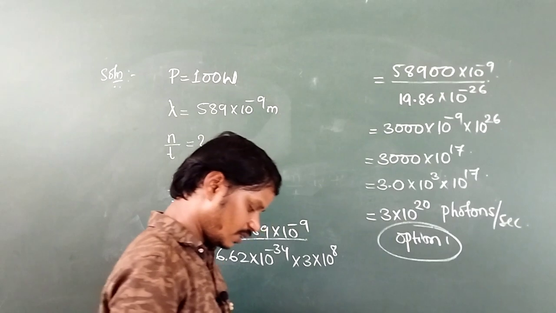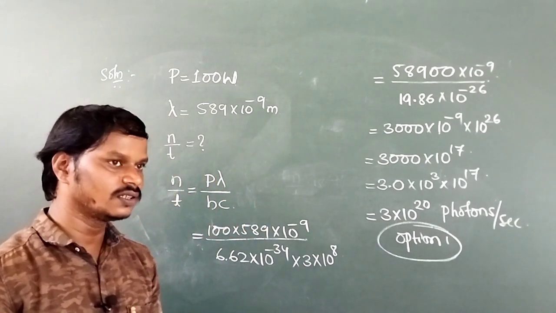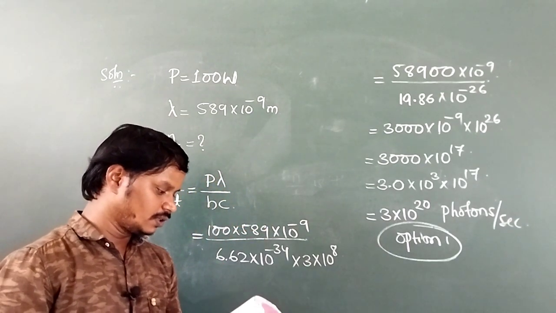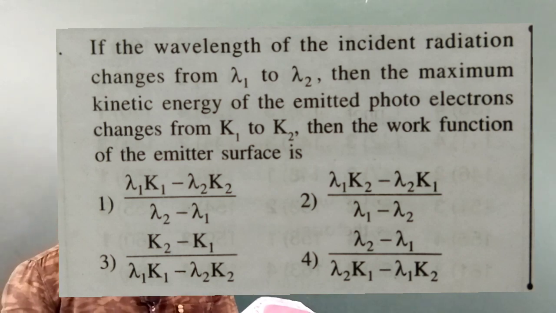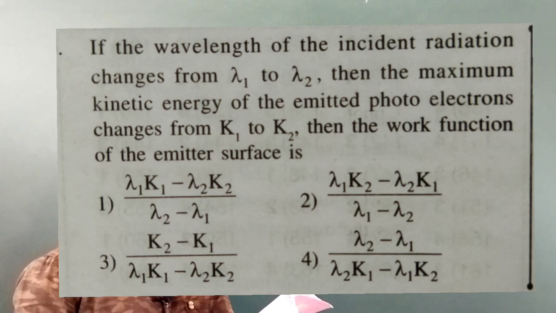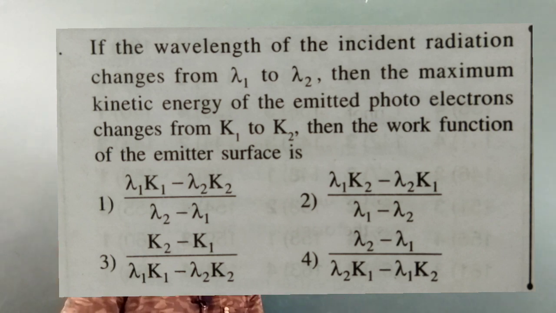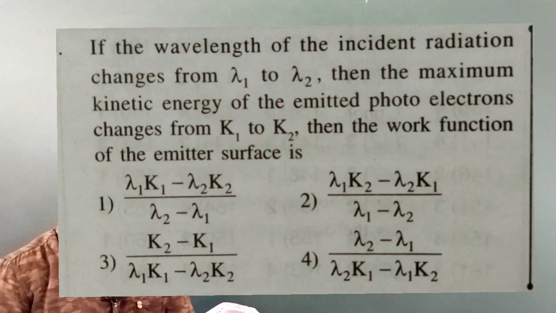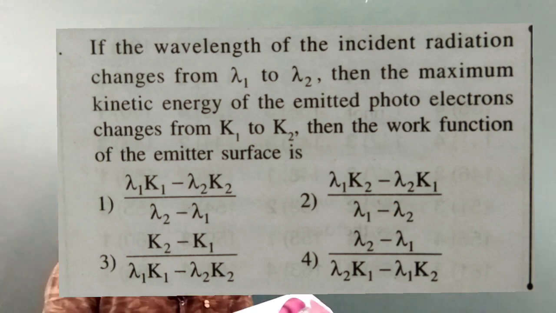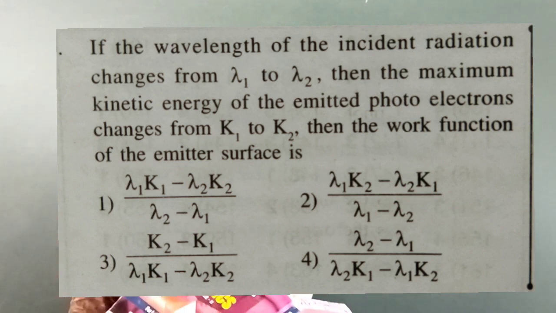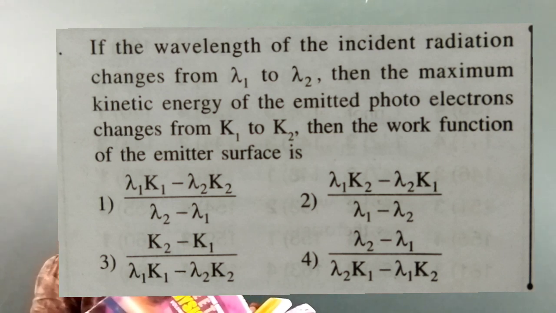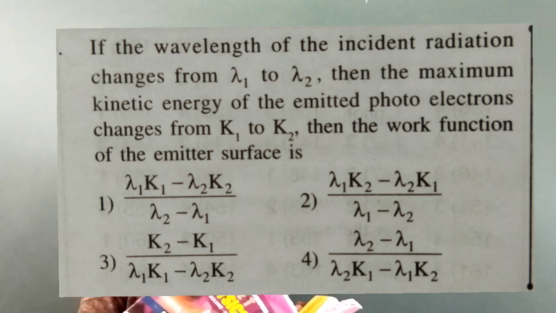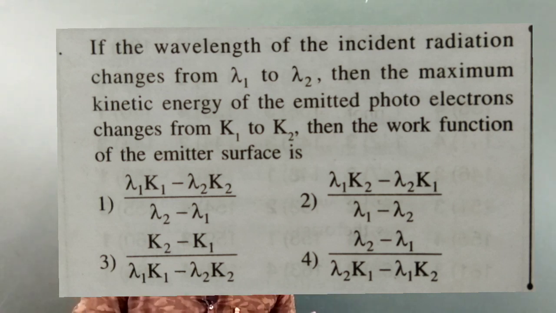Okay. Now let us move to the next question. If the wavelength of incident radiation changes from lambda 1 to lambda 2, then the maximum kinetic energy of the emitted photoelectrons changes from K1 to K2. Then the work function of the emitter surface is. See here, the wavelength changes from lambda 1 to lambda 2, and the kinetic energy changes from K1 to K2. Then what is our aim? Our aim is to find the work function of the emitter surface.